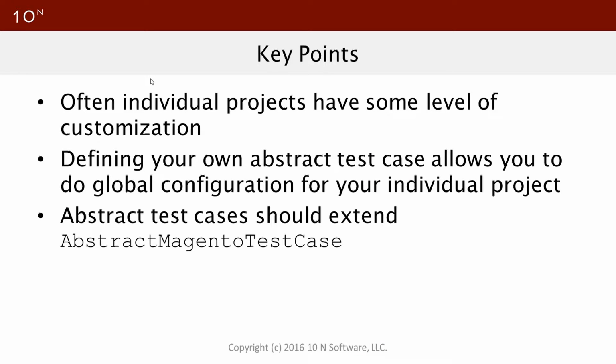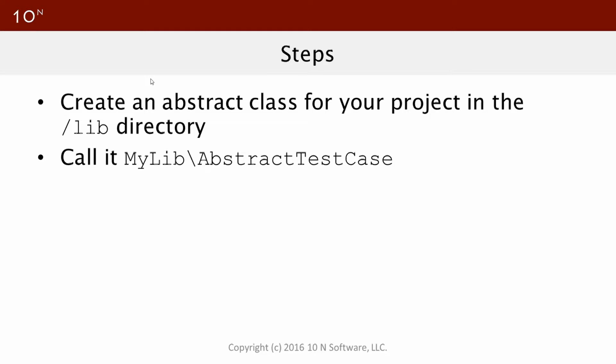So some of the key points we have from exercise 2 is that often individual projects are going to have some level of customization. Defining your own abstract test case allows you to do a global configuration for your individual project. So things like different theme settings or adding different libraries to it and things like that. Abstract test cases should extend abstract Magento test case so that you have all that additional functionality that you can use later on. Here are the steps for exercise 2.